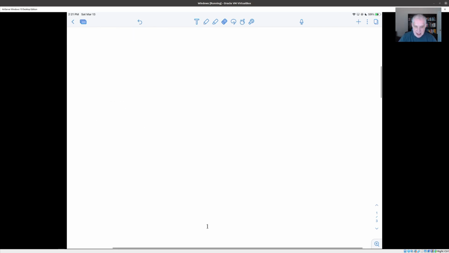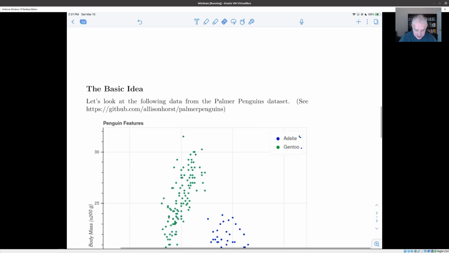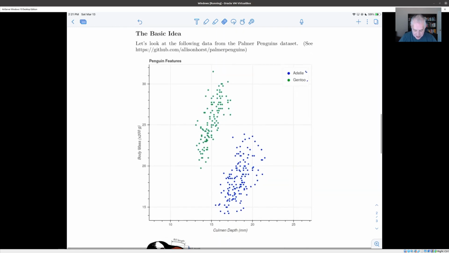So how do they work? What's the idea? Well, let's start by looking at some of the penguin data. This is a little excerpt from the Palmer Penguins data set that we looked at briefly during the PCA lab. What I've done is I've plotted the culmen depth versus the body mass for two different species of penguins, the Adelie penguins and the Gentoo penguins. You'll notice that the Adelie penguins, the blue ones, are all down here, and the Gentoo penguins are all up here. So they fall into two clusters based on these two features.